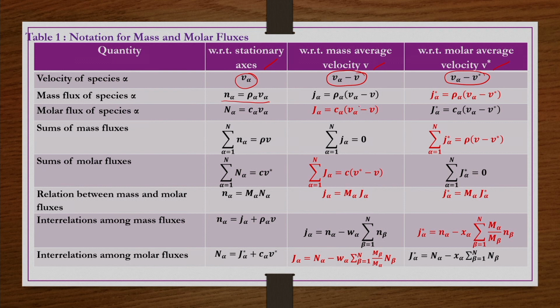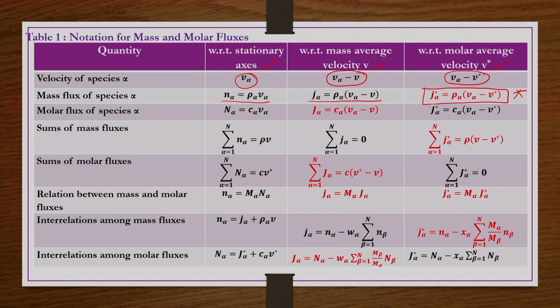With respect to the mass average velocity, that is V alpha minus V terms. So, then j alpha is equal to rho alpha times V alpha minus V, and then we are writing it as mass flux. So, this last column is with respect to the molar average velocities; it is a hybrid flux.